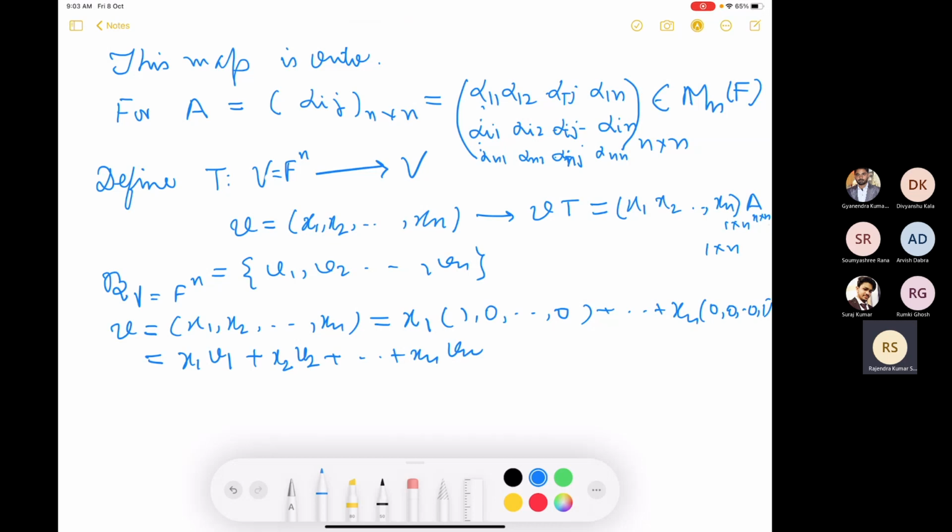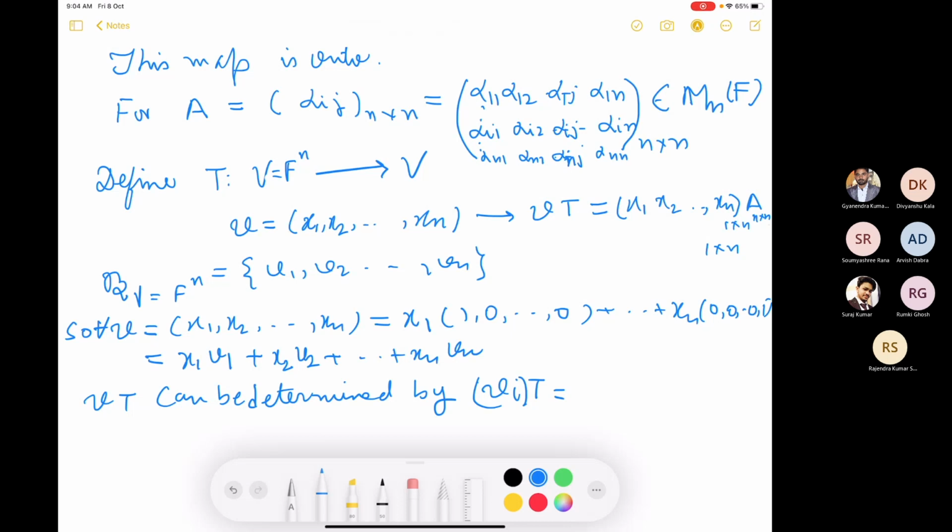So this is what it is, so VIT. If V is this, then VT can be determined. So for every V, VT can be determined by knowing VIT. What is VIT here? So you can take 0, 0, 0, 1, 0, 0, 0. This is the ith position. And A.